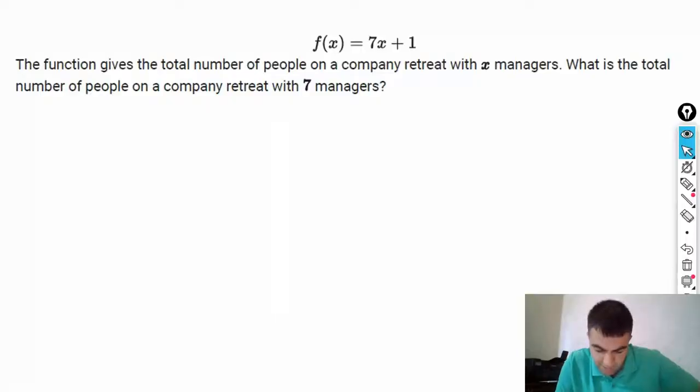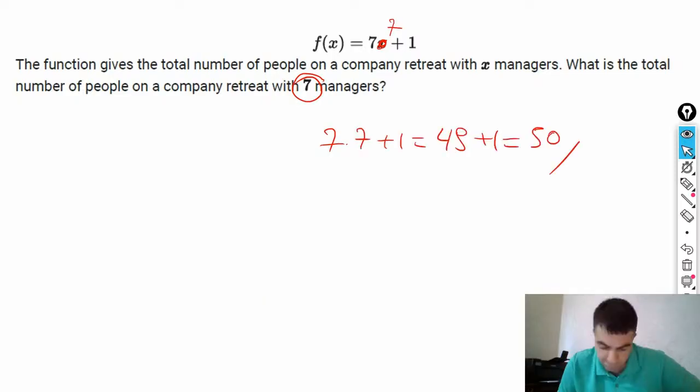Turan says this is 50. Farid says 15. No, Farid, let me explain for you. We should write 49 plus 1, and that is equal to 50, right? Did you get it, Farid?